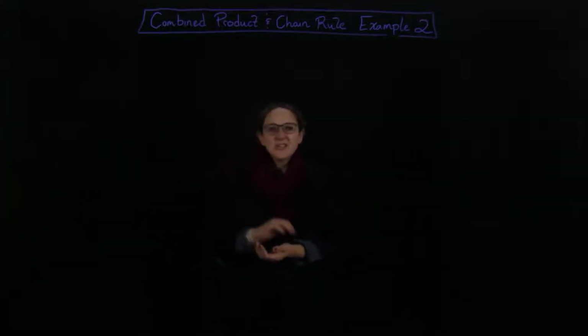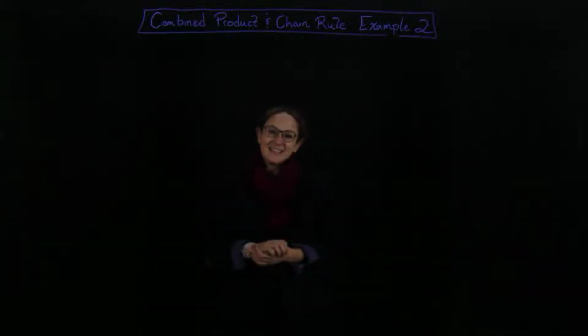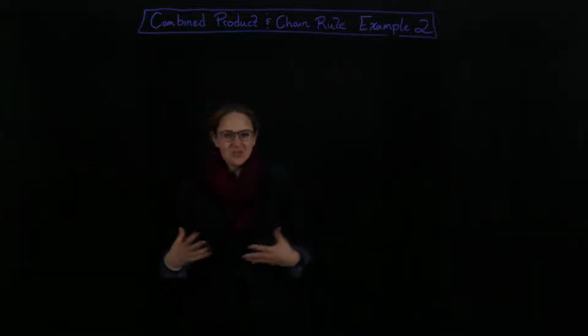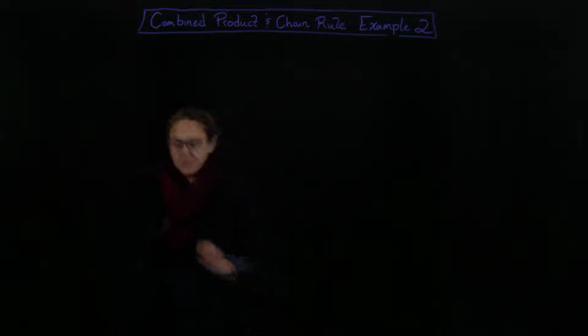Welcome. In this lecture, again, I'm going to go through a combined product and chain rule. Again, the moral of the story is taking things one step at a time and making sure you're using the right rules where they need to be used. So this is example 2.